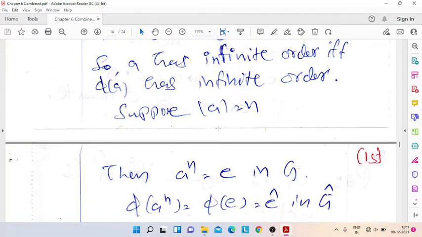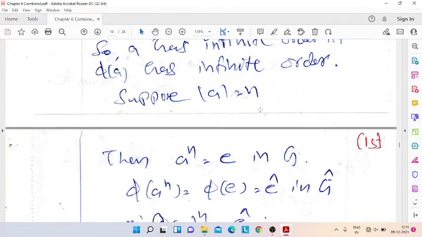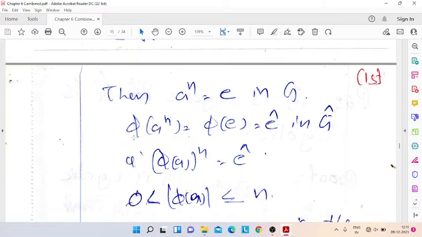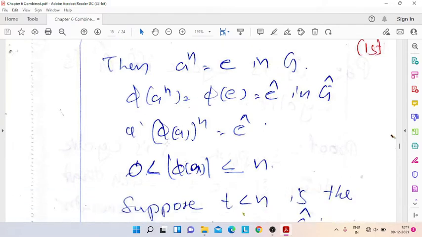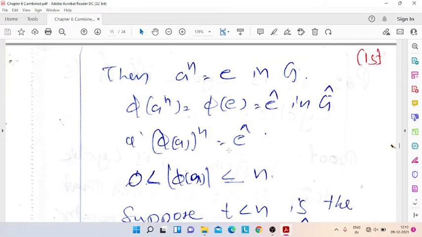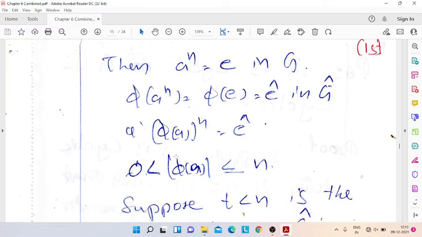Next, suppose that the order of A equals n. Then A raised to n equals E in G, and therefore phi of A raised to n equals phi E, which equals E cap in G cap, and that equals phi A the whole raised to n. Therefore, phi A the whole raised to n equals E cap.